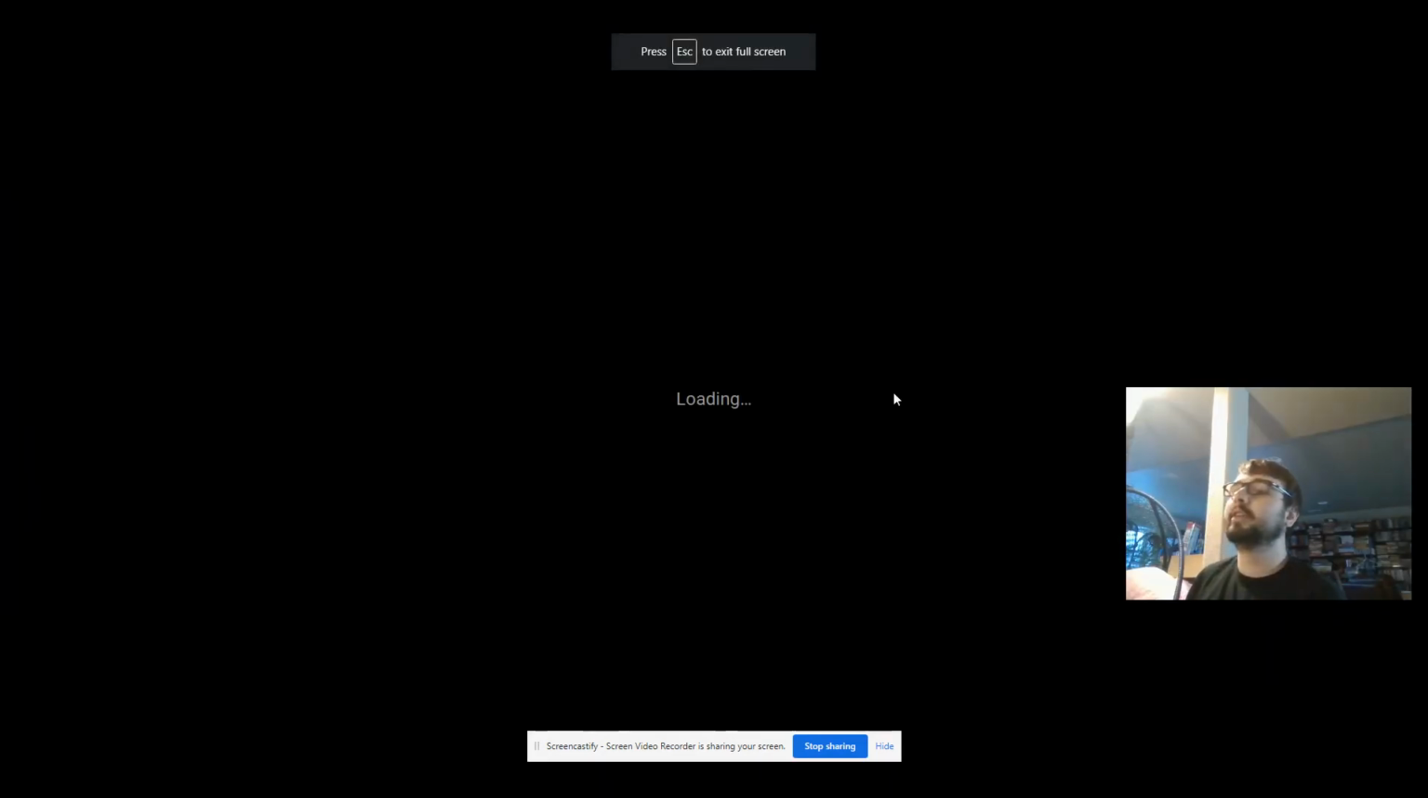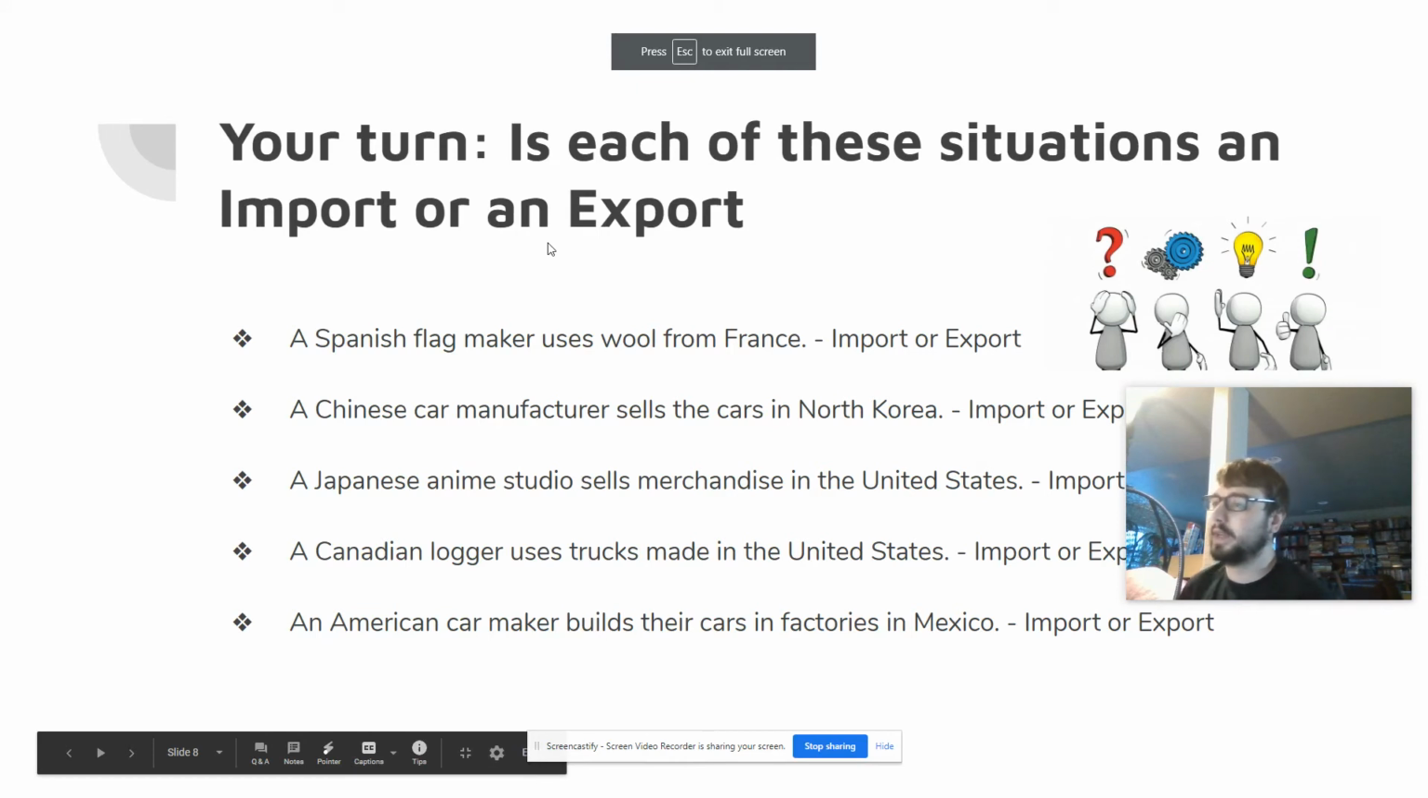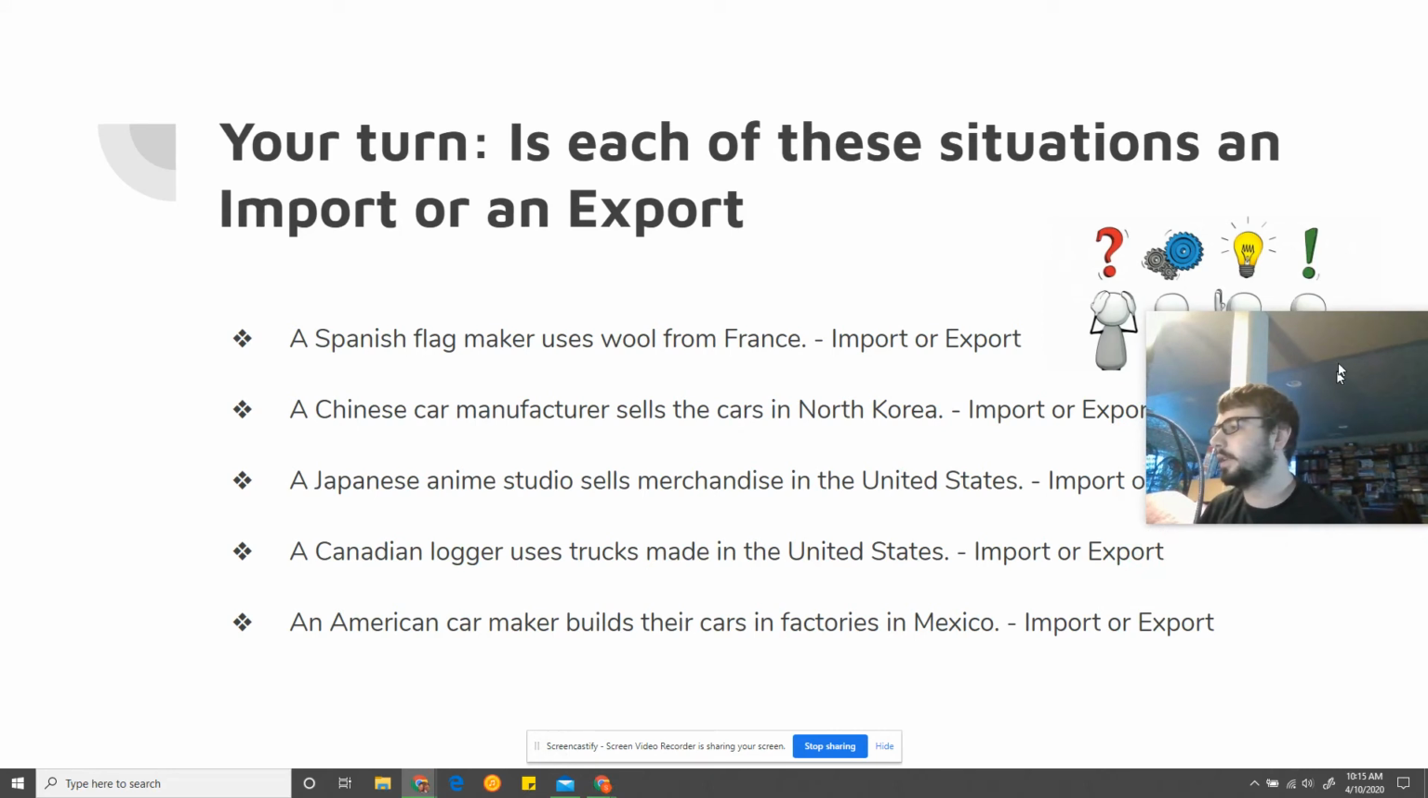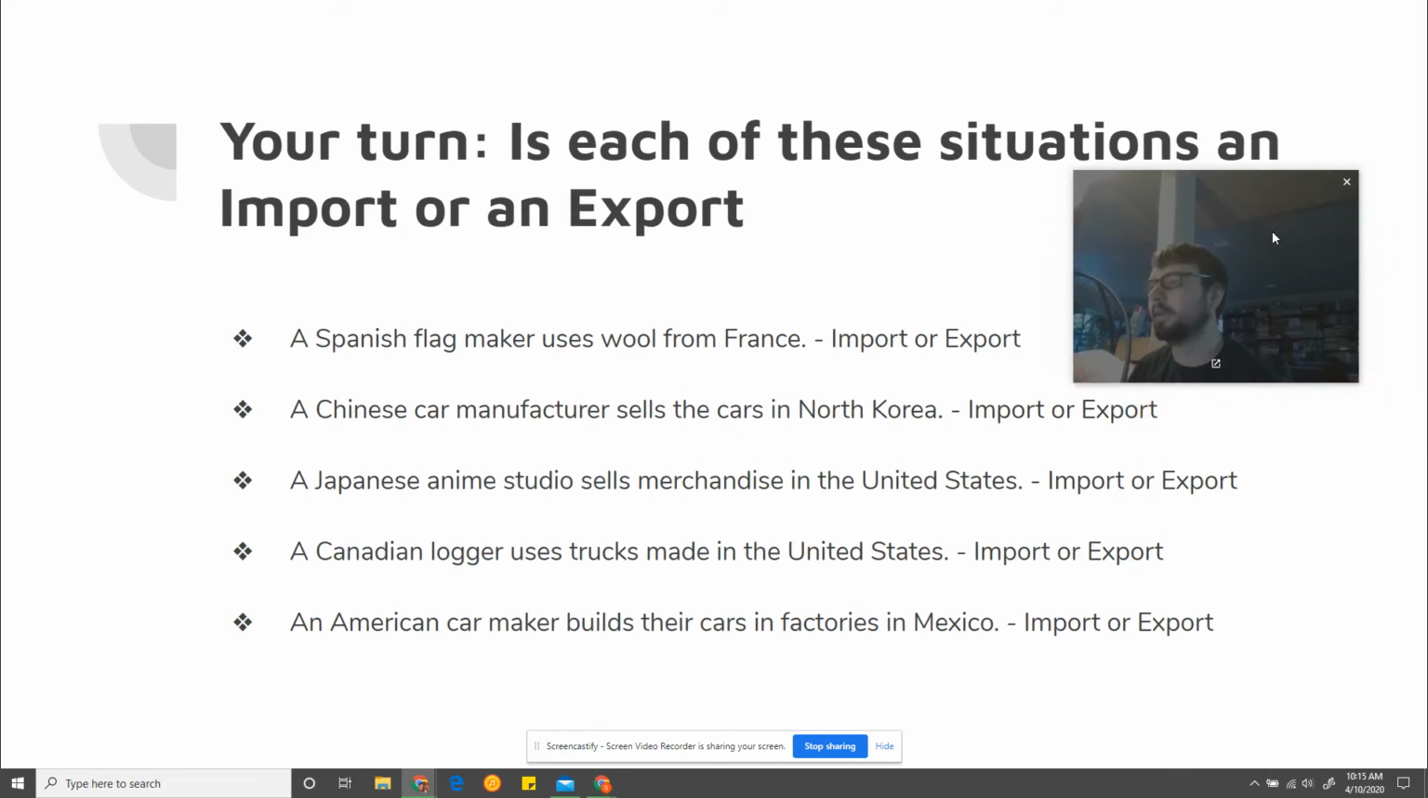Now, you guys are going to do a little bit of a quiz. You're going to read through each of these situations. Let me move myself out of the way here. Right there. You're going to read through each of these situations and decide whether it's an example of an import, bringing something in, or an export. Number 1: a Spanish flag maker uses wool from France. Let me read that one more time. A Spanish flag maker uses wool from France.